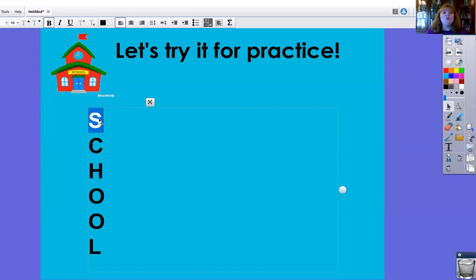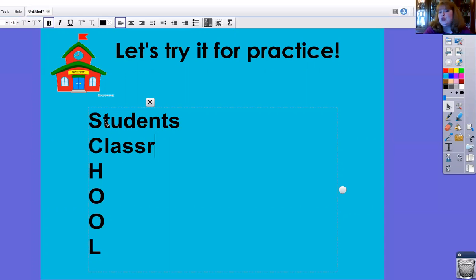Okay, we have the word school. Now, I've already shown you an example up front. I hope you didn't memorize all of the answers on that one. But if we were to write our own acrostic for the word school, we might come up with something like S could be for students, because we find students in a school. Okay, we might use the C for something like class or classroom, because we all have our classrooms that we are divided into in each grade.